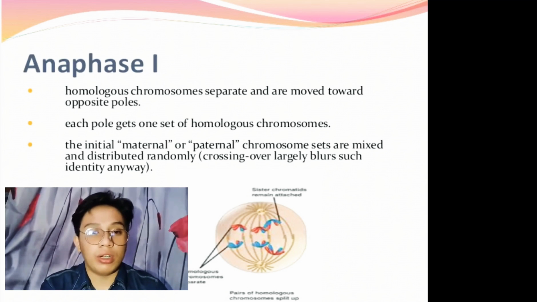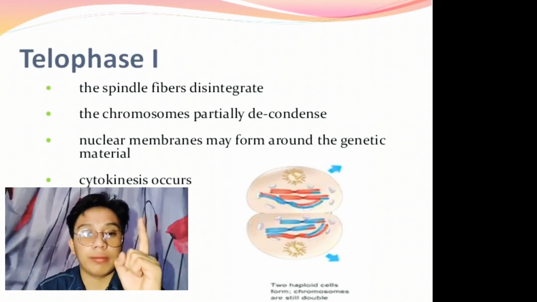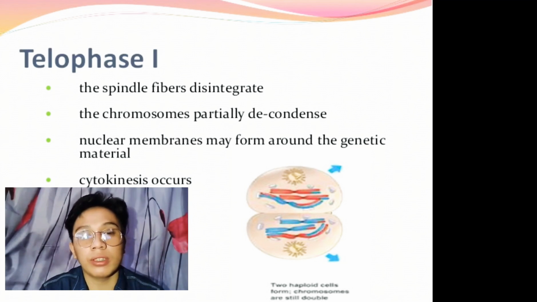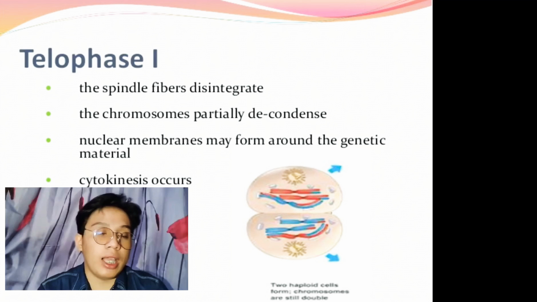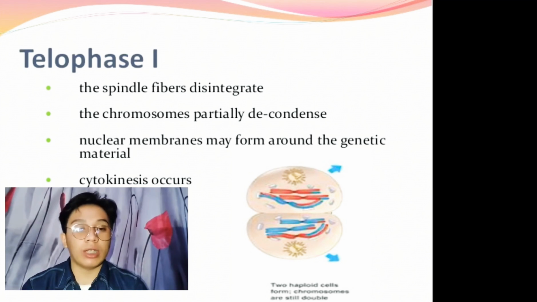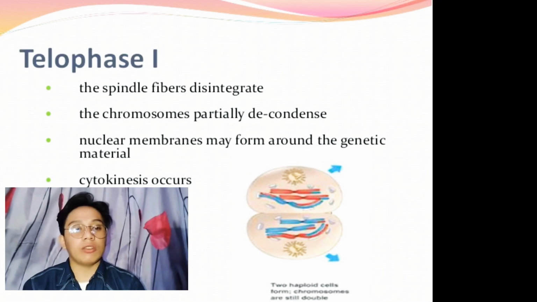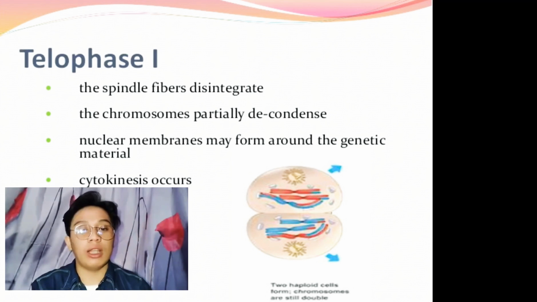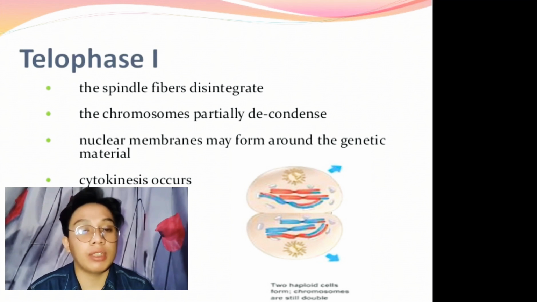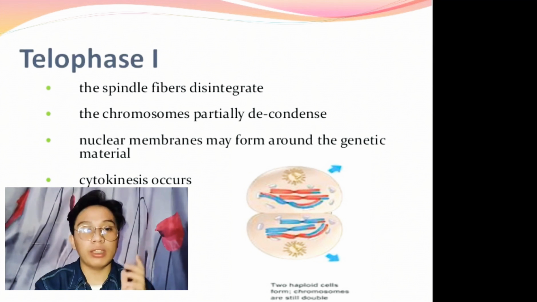So that's all for anaphase. Let's proceed to telophase 1. Telophase 1 is the phase when the chromosomes finish moving to opposite ends of the cell. This is then followed by cytokinesis. Cytokinesis produces two daughter cells. After the cytokinesis, the two daughter cells would have genetically different chromosomes after meiosis 1. So that's all for telophase.